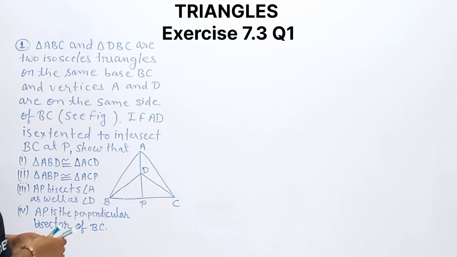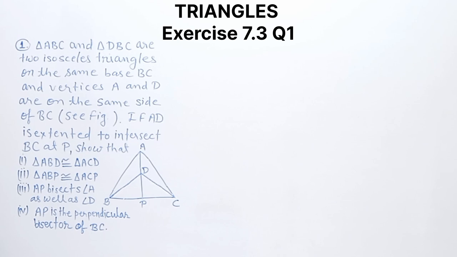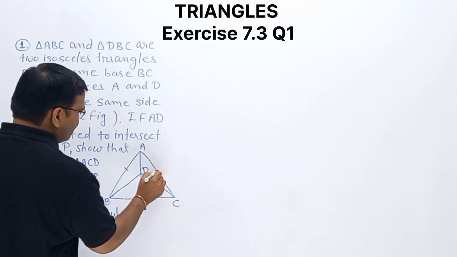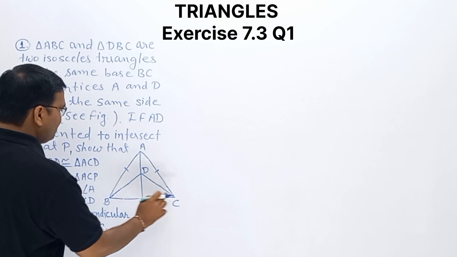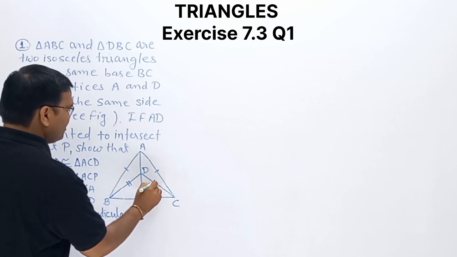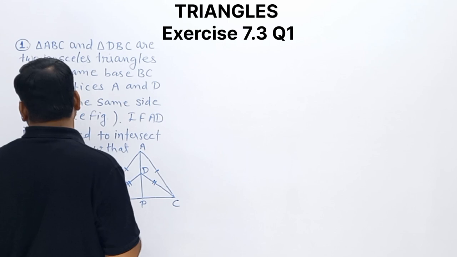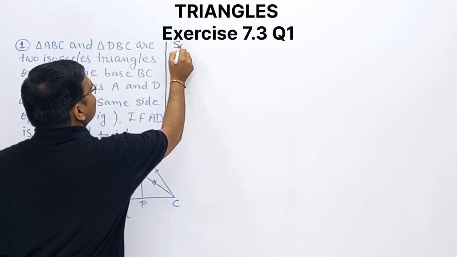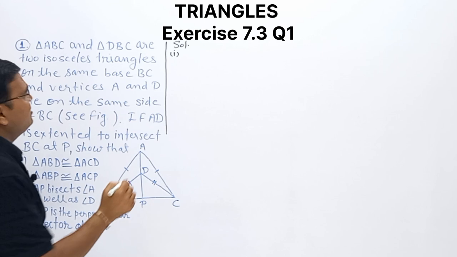So how will we show it? In the diagram given in the question, ABC is isosceles, and this side is equal to this side. It is given in the question. In triangle DBC, this side is equal to this side. It is given in the diagram. Clear? Observe carefully. So how will we prove this one? Now, the solution. First I am taking triangle ABD and triangle ACD.